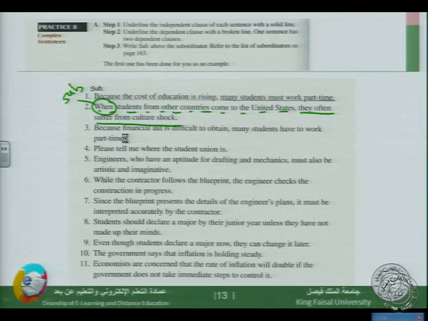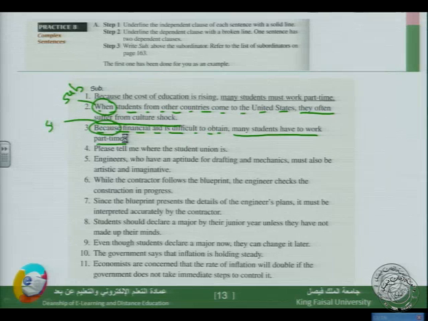Number 3: Because financial aid is difficult to obtain, many students have to work part-time. So, because financial aid is difficult to obtain, many students have to work part-time. Do we have a subordinator? Yes, it is because. This we call sub. Number 4: Please tell me where the student union is. Please tell me where the student union is. Here, please tell me is the independent clause, meaning you can say please tell me without the dependent clause. This we call sub.